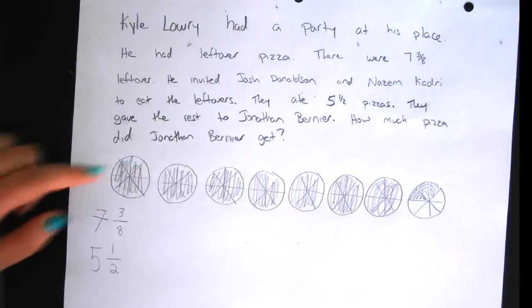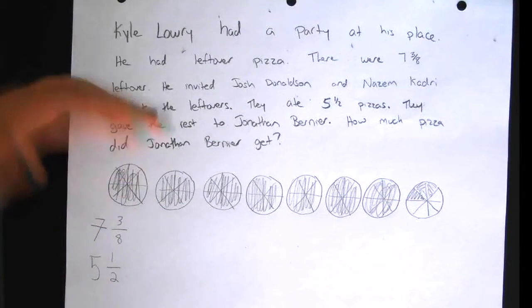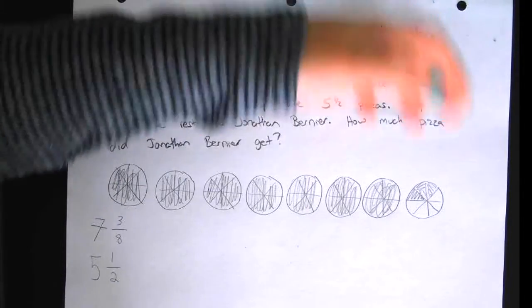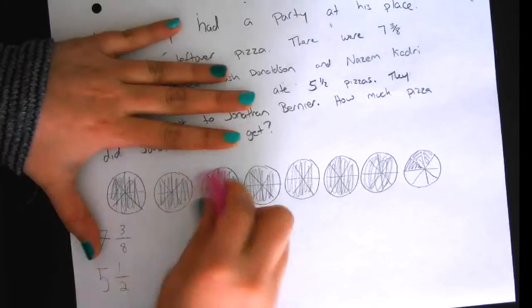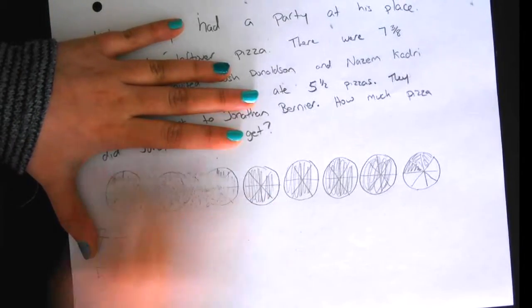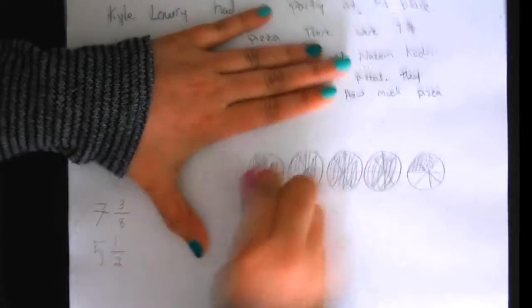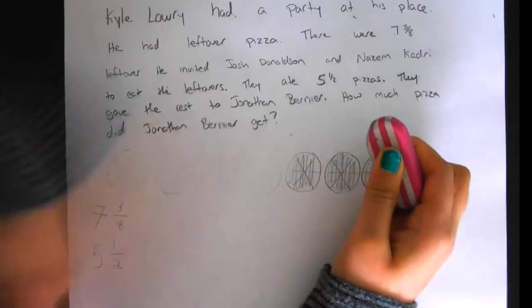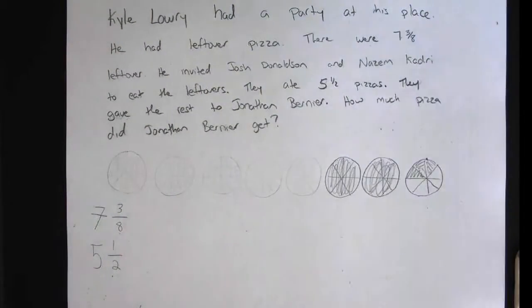So I drew 7 pizzas because that's what was left over. There's 7 3/8, and they ate 5.5. So then you erase 5. Now, why did you erase 5? Because they're eaten, so they're kind of like non-existent. They're being digested.